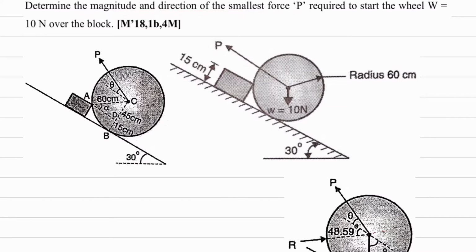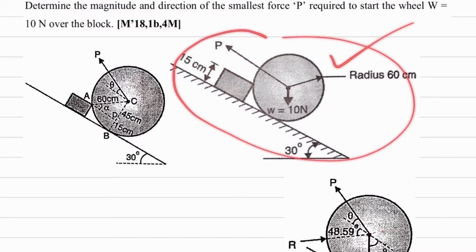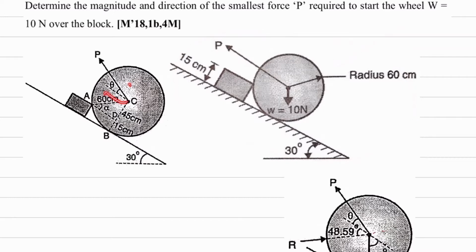So here you can see this is the diagram which is given in the question, and these two diagrams are not given in the question. So this diagram we have to draw, and this diagram also we have to draw. It is not given in the question. In the question, this diagram is given.